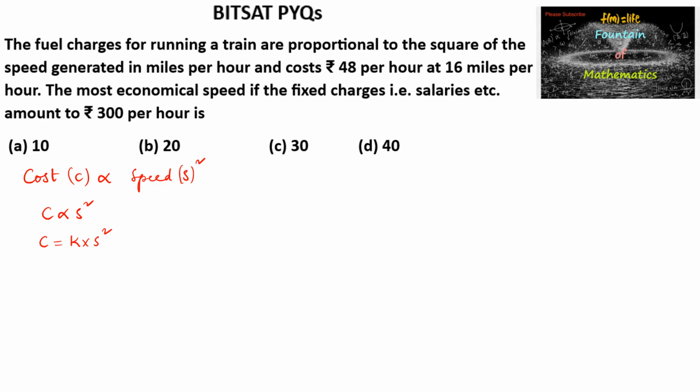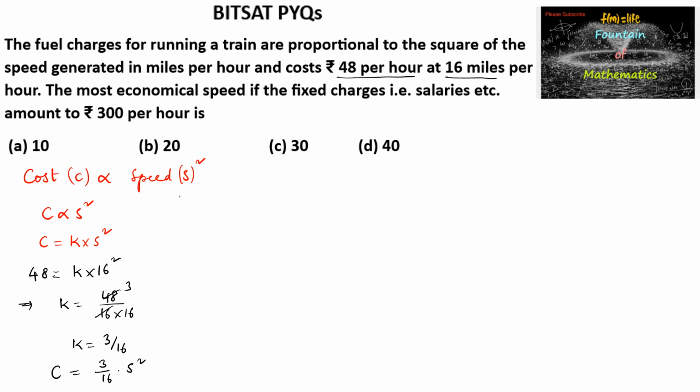To find the proportionality constant, let us assume that it costs 48 per hour for 16 miles per hour. So 48 is equal to K into 16 square. So K is equal to 48 upon 16 into 16. So K is equal to 3 upon 16. So we can write the cost of the fuel charges as C is equal to 3 upon 16 into S square.